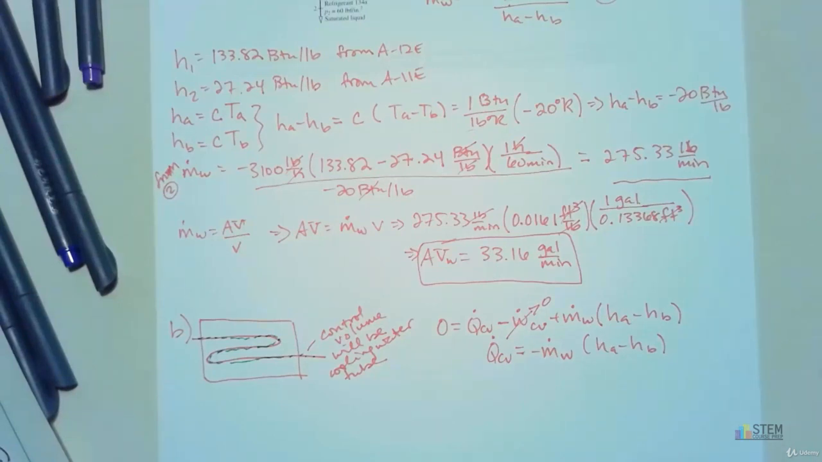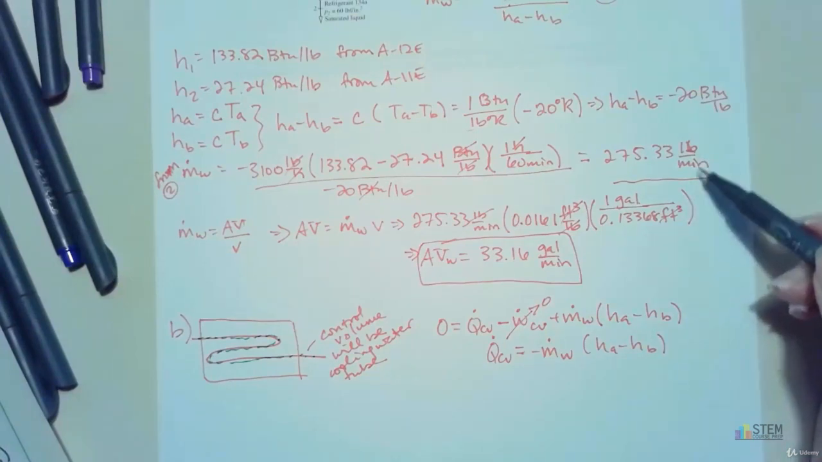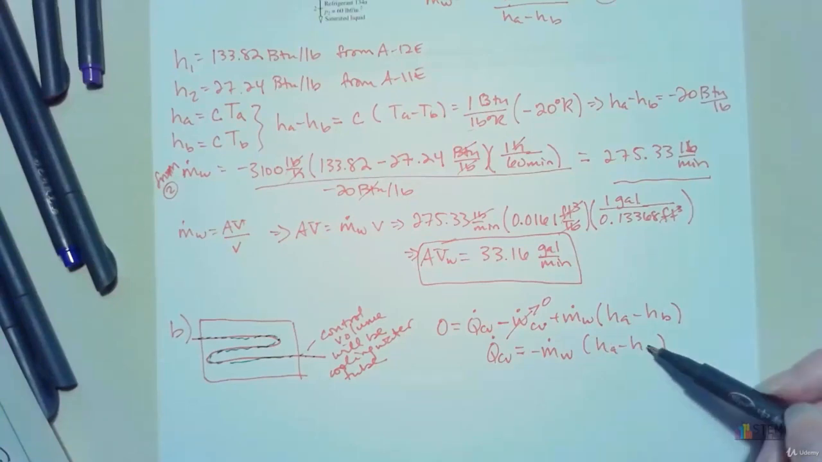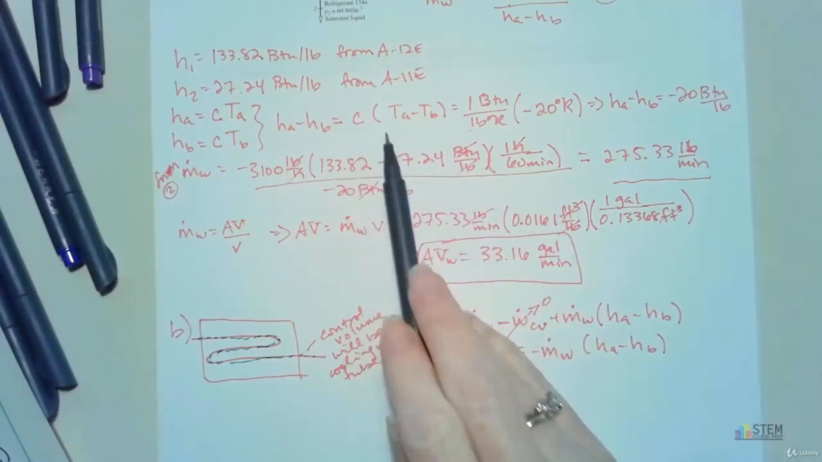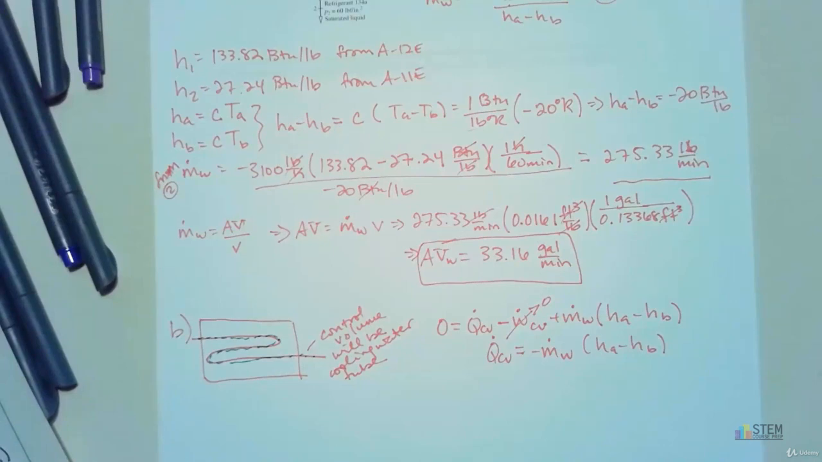Now we have that. We have m dot W. We found that up here. We already found HA and HB. Those were right up here. So we have all of the values that we need to find Q dot. We just need to plug in our values.